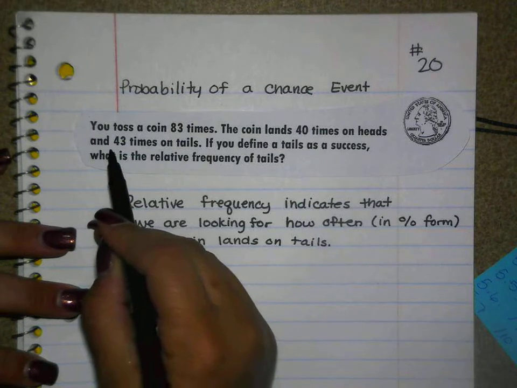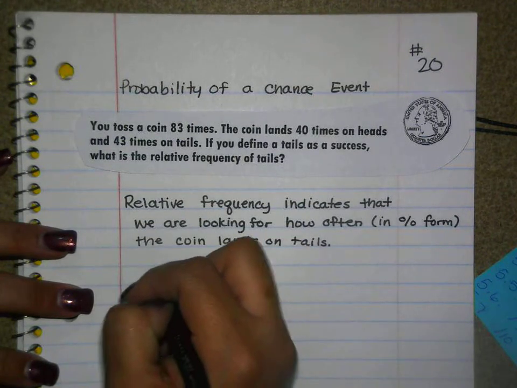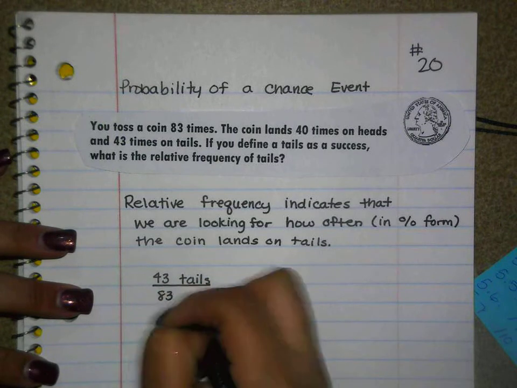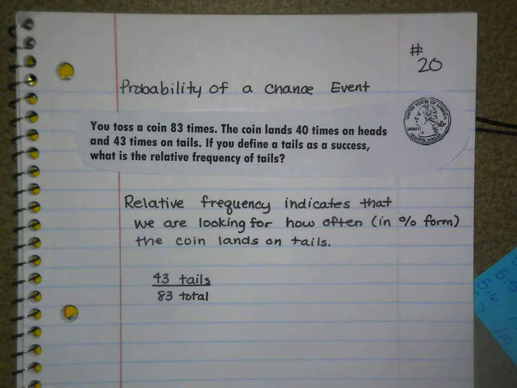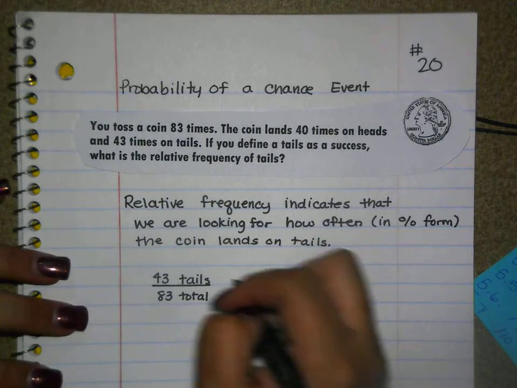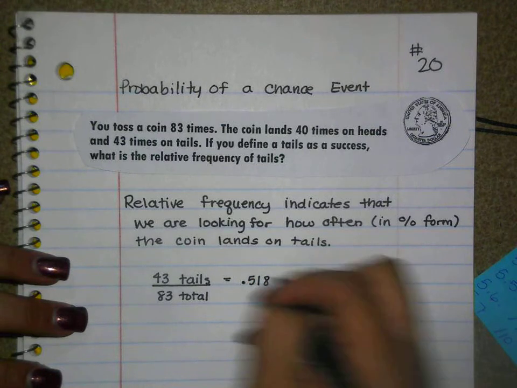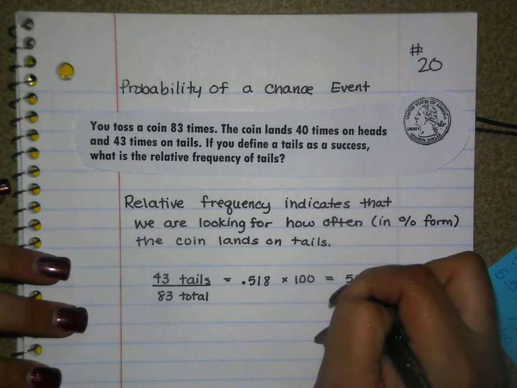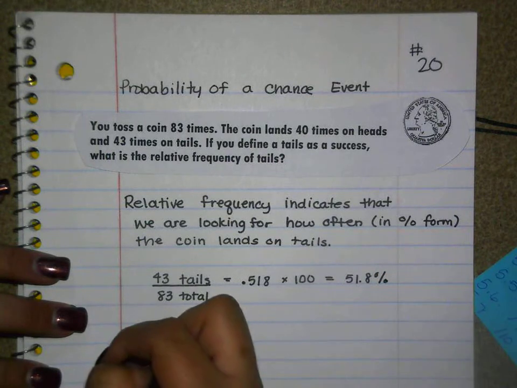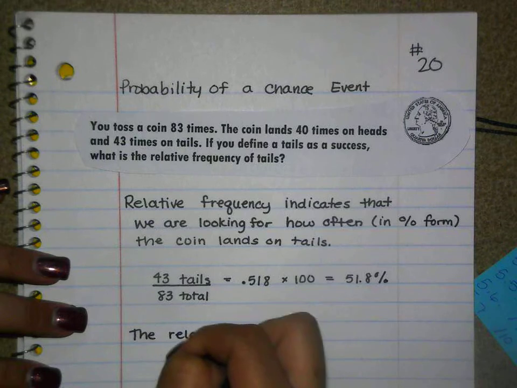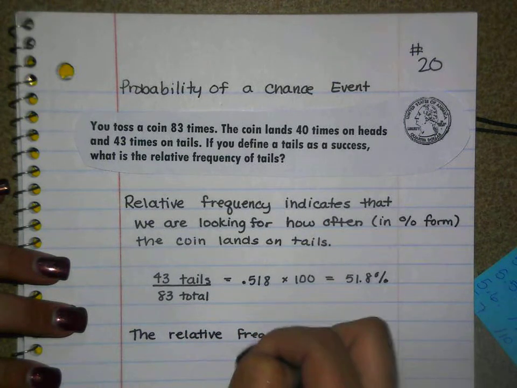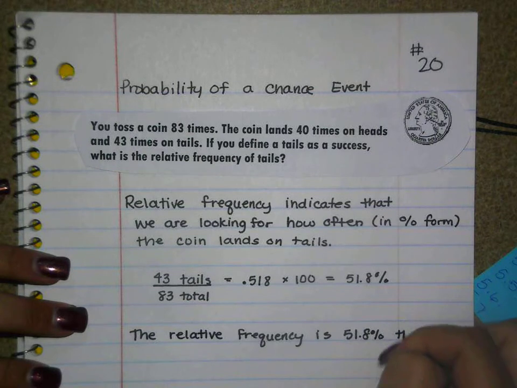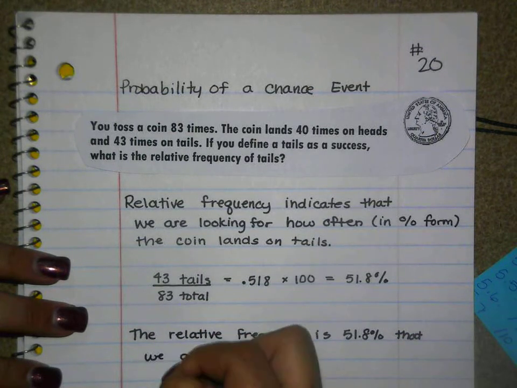So we saw that success was 43, and we did a total of 83, so we're going to write 43 tails over 83 total outcomes, right? And that, when we divide it, is going to be 0.518, and then we're going to multiply it by 100 to turn it into a percentage, and that's going to be 51.8%. So the relative frequency is 51.8% that we get tails.